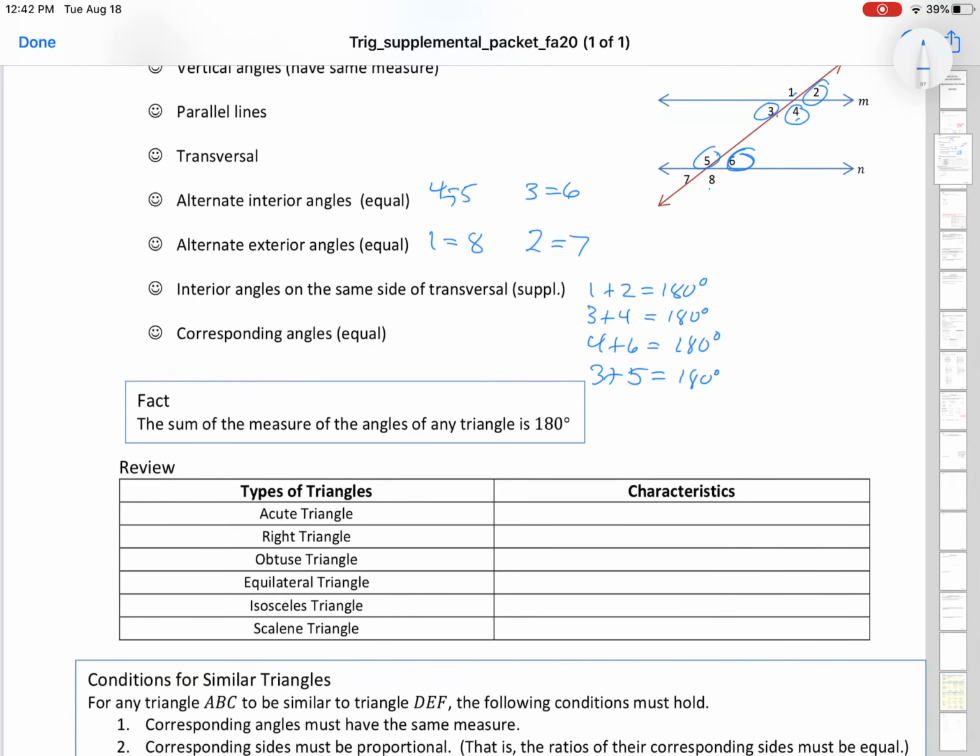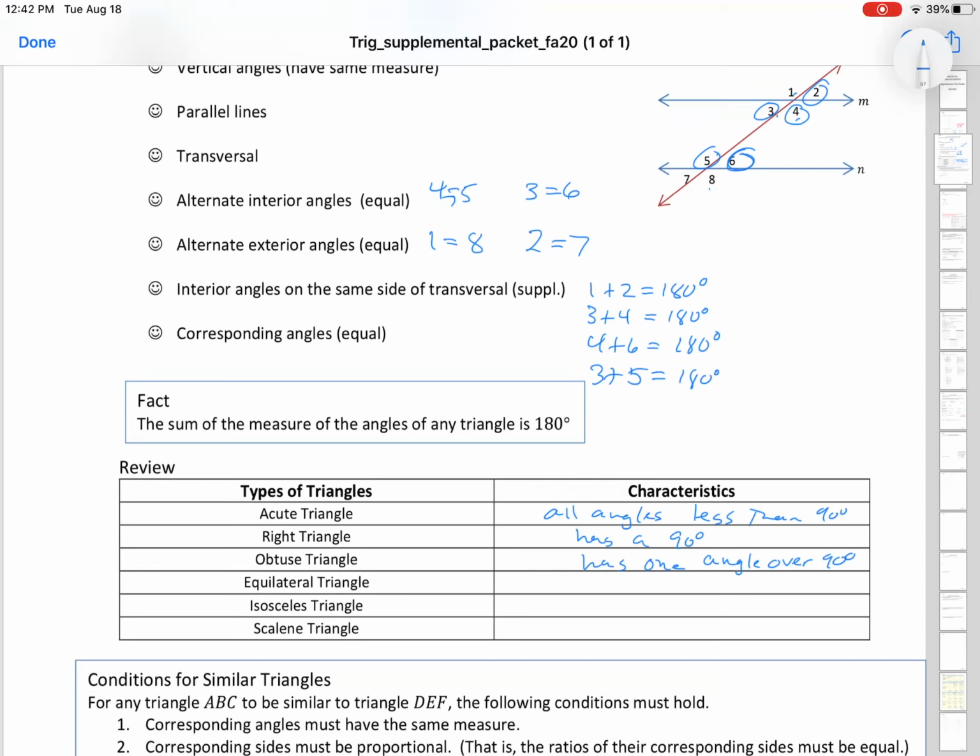An acute triangle, let's talk here. The sum of the measurements of the angles of any triangle is 180 degrees. An acute triangle has all angles less than 90 degrees. A right triangle has a 90-degree angle. An obtuse triangle has just one angle over 90 degrees.